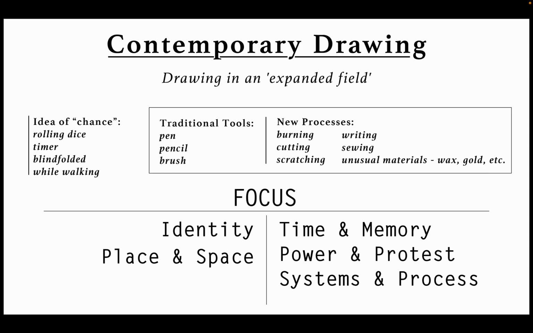That means that in addition to working with traditional tools such as pen, pencil, and brush, we begin to integrate new processes such as cutting, scratching, sewing, or using new materials such as thread, wax, gold, and so on. The 5 major focuses we will work through are identity, place and space, time and memory, power and protest, and systems and process. We will begin with identity in relation to contemporary drawing.